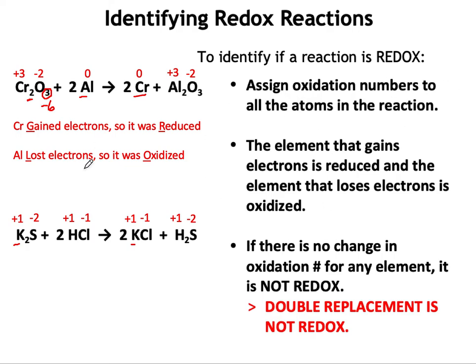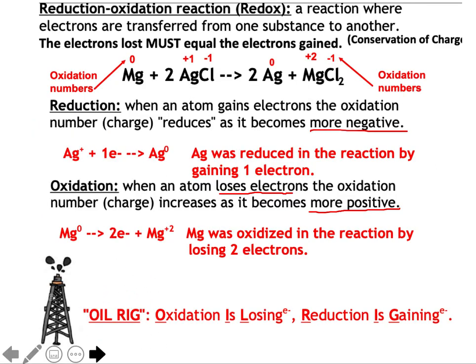So again, use these steps. Assign your oxidation numbers, determine what was oxidized or reduced using your OIL RIG, and then determine if it was a redox reaction based on the other boxes. It's very straightforward. It shouldn't be that hard.